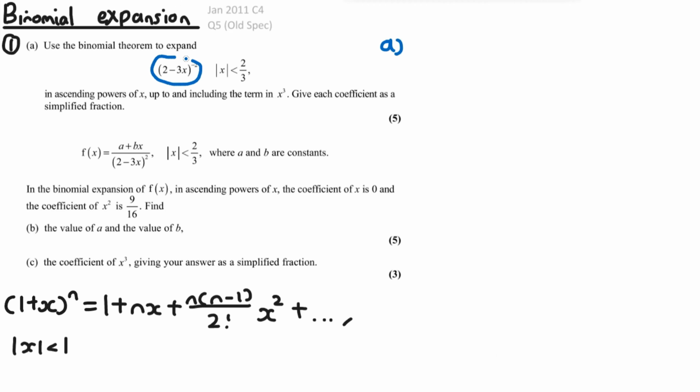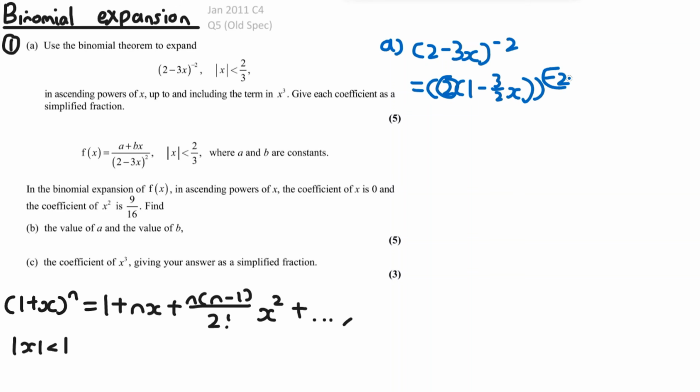So for part A, we need to expand this here. So this is (2 minus 3x) to the power of minus 2, like this. Now we need to factorize this in order to make the first number 1. So this is going to be equal to 2 times (1 minus 3 over 2 x) to the power of minus 2, like this. Remember, this 2 is still in this bracket here, so to get it out we need to affect it by this power here. So it's going to be 2 to the power of minus 2, so it's going to be 1 over 4 times (1 minus 3 over 2 x) to the power of minus 2, like this.